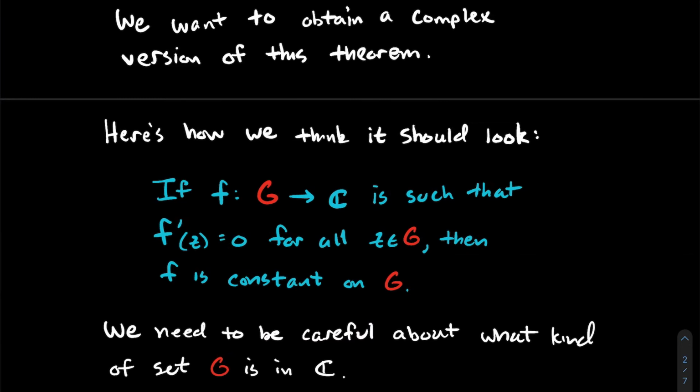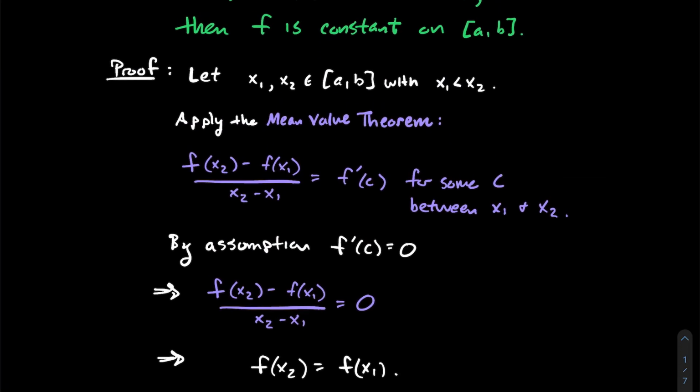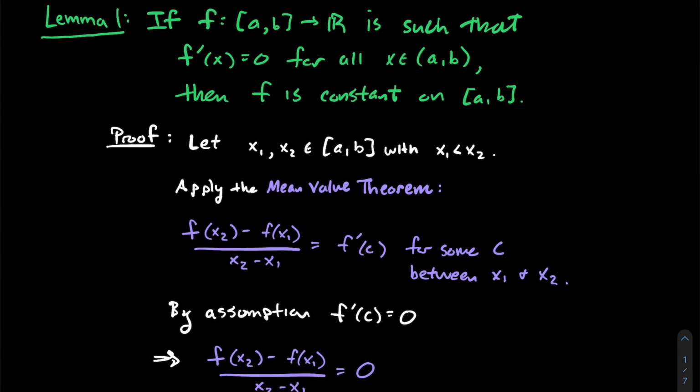But here's what we need to be careful about, which was a little bit subtle in the example from Calculus 1. Notice I took an interval from a to b, right? It wasn't just any arbitrary subset of the real line.